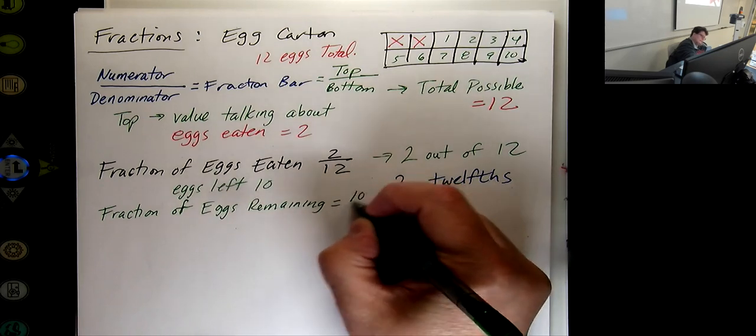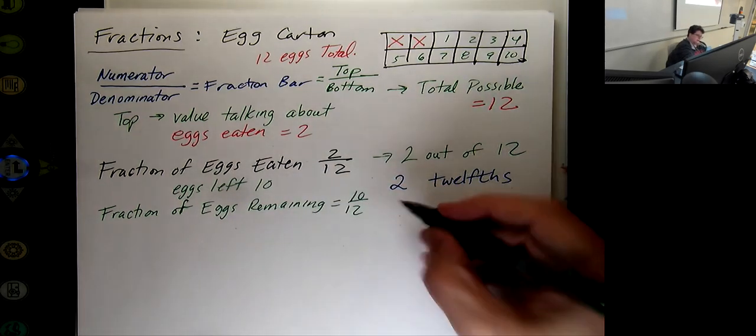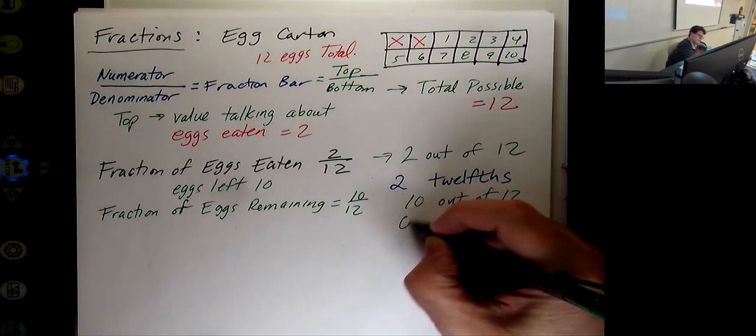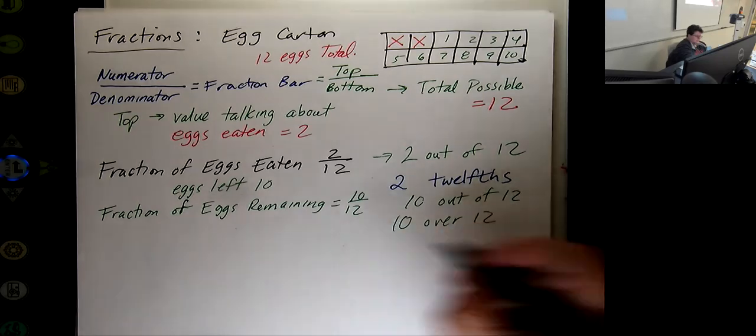The fraction of eggs remaining is 10 over 12. 10 out of 12. 10 over 12. 10/12.